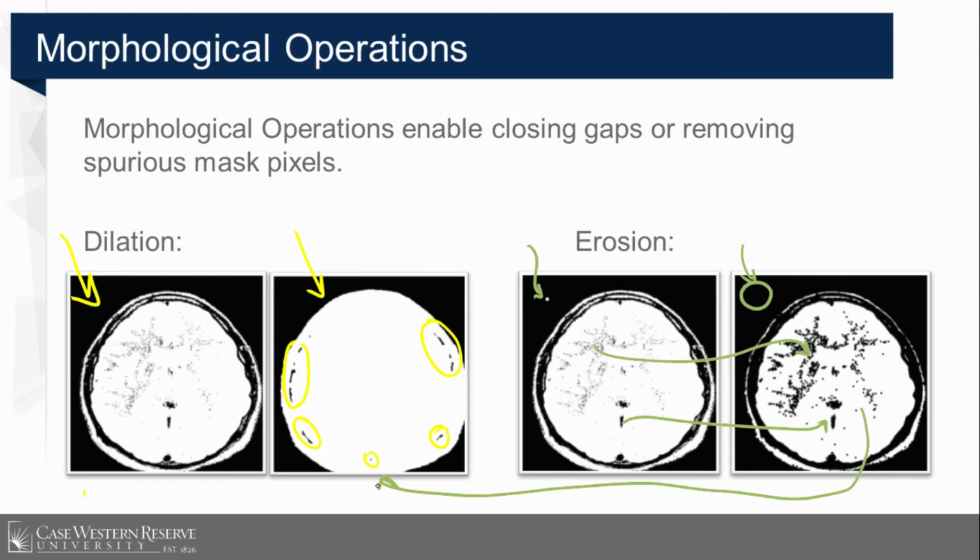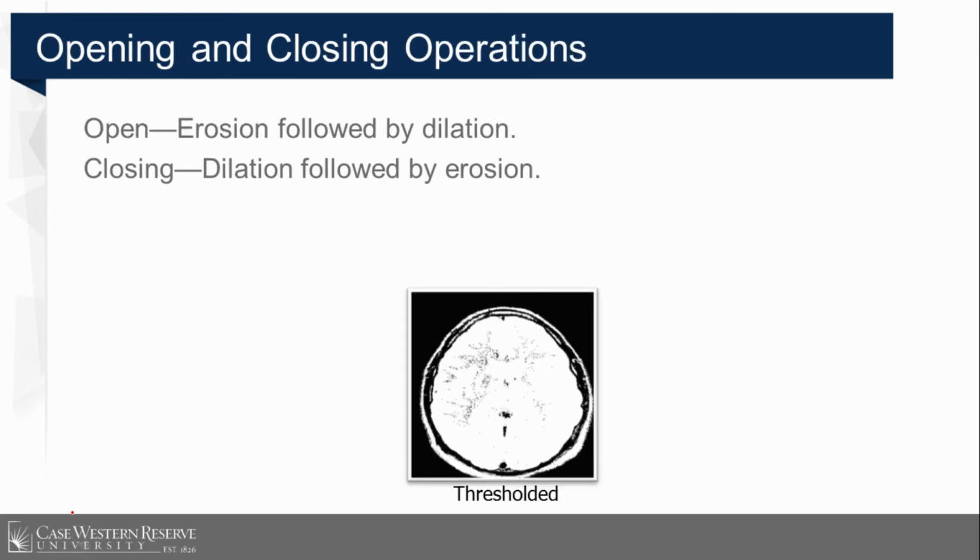As we saw in the previous slide, it might be a benefit to perform one morphological operation followed by another morphological operation. And these dual operations actually also have names. So for instance, an opening operation is an erosion followed by a dilation, and a closing operation is a dilation followed by an erosion. So let's take a look at an example.